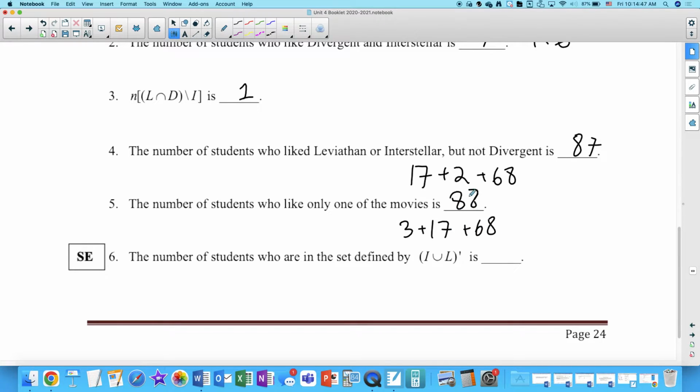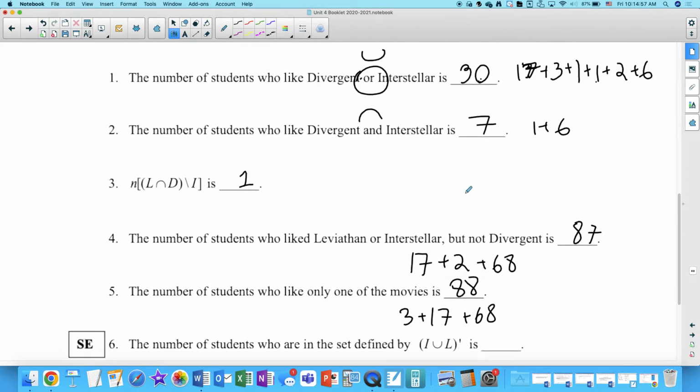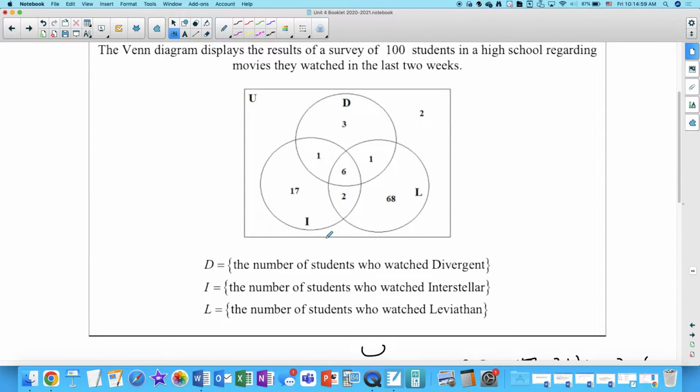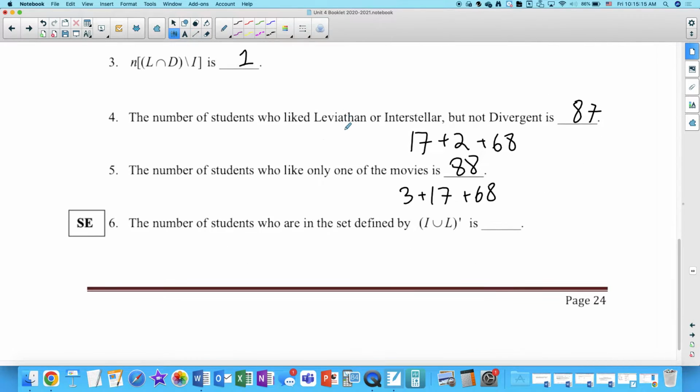And that's 88. And the number of students who are in this set defined by I union L complement. There's 5, yeah. So I union L is this and this. So if you were to cover up these 2 bubbles, there'd be just this left over, 3 plus 2, which is 5. Okay, so far so good?